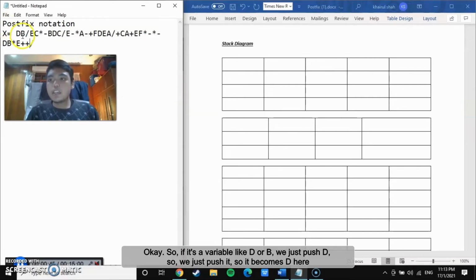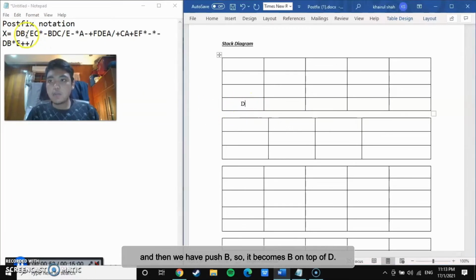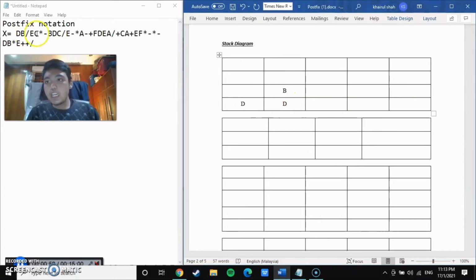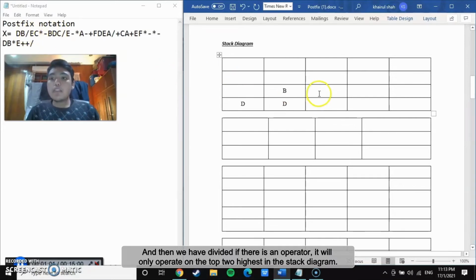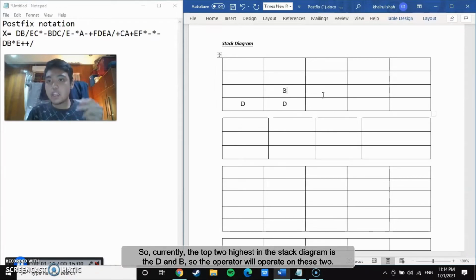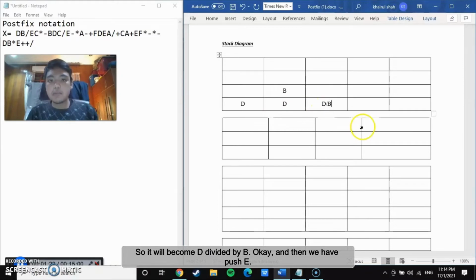Okay, so if it's a variable like D or B, we just push it, so it becomes D here. And then we have push B, so it becomes B on top of D. And then we have divide. If there is an operator, it will only operate on the top two highest in the stack diagram. So currently, the top two highest in the stack diagram are D and B. So the operator will operate on these two, and it will become D divided by B.